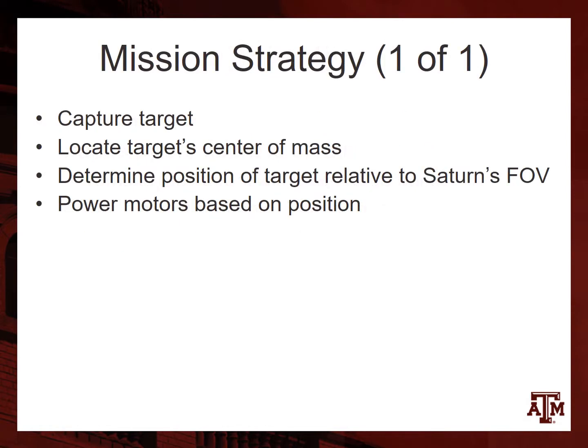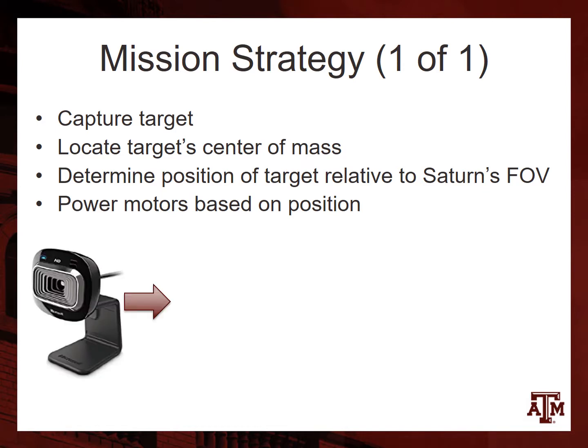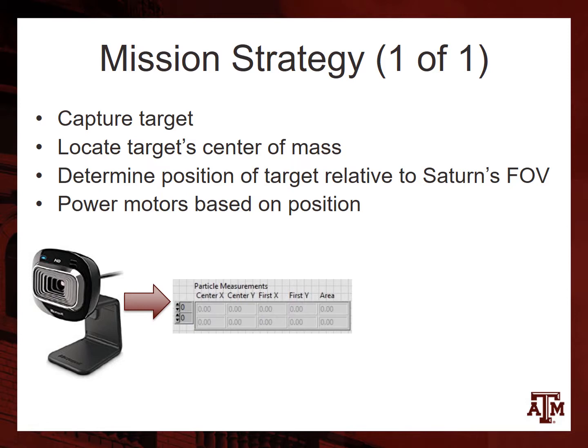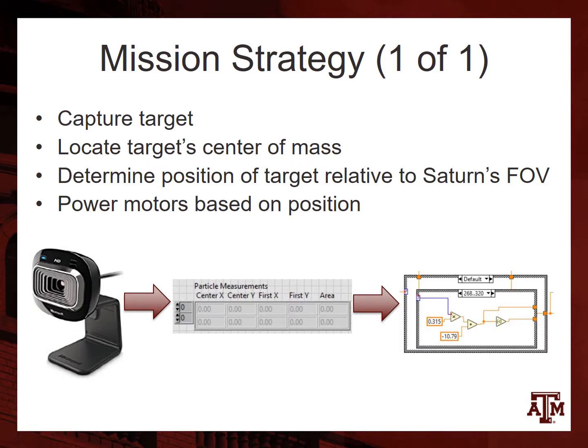The strategy to accomplish the objective involved capturing the target via vision, locating the target center of mass by paying attention only to the x-axis since y-axis data would not be relevant, determining the position of the target relative to Saturn's field of view using a K-structure dependent on the pixel value of the center of mass, and powering the motors based on the position within the K-structure.